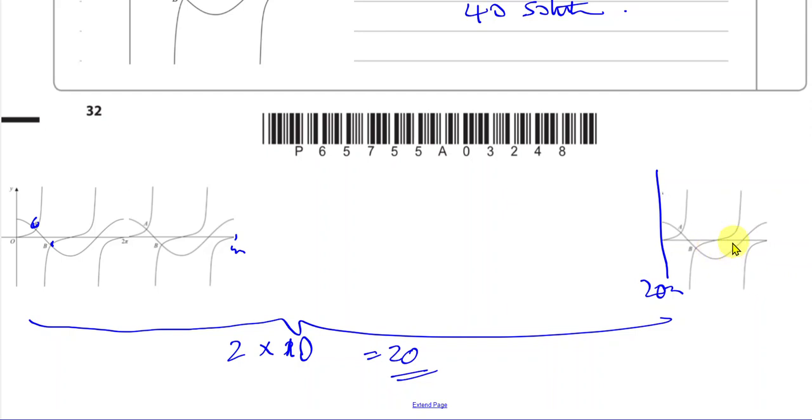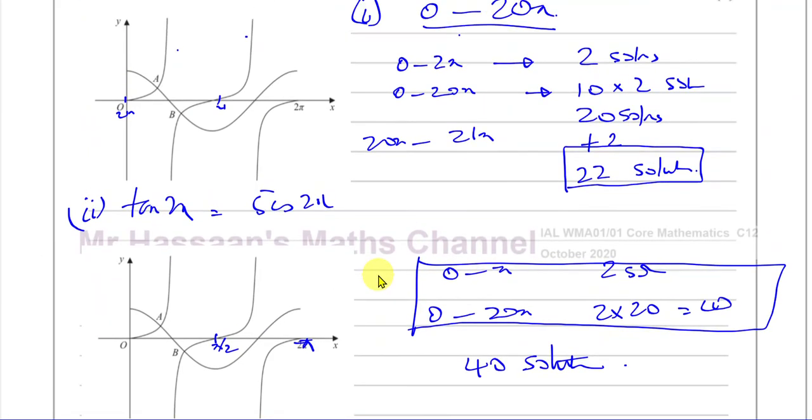But then at the end you have an extra pi. So up to 21 pi will be up to here. This is 20 pi, this will be 21 pi, so you'll have another 2 solutions. That's why it becomes plus 2, 22 solutions. Just a visual for you to understand this, because it repeats every 2 pi.